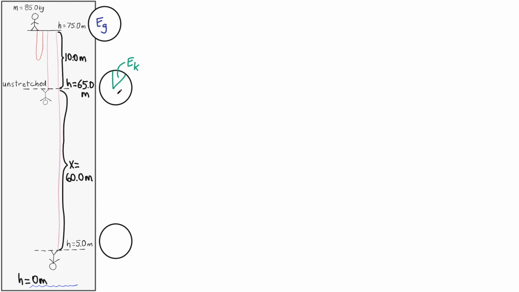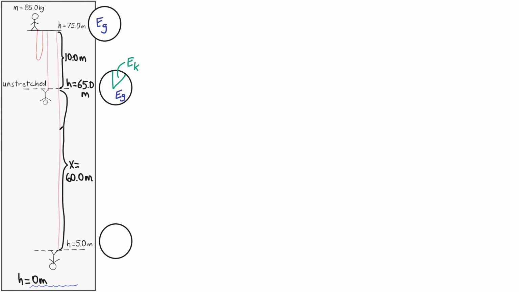With the remainder of the pie, gravitational potential energy. At this point, the bungee cord begins to stretch, so we'll see a third type of energy come into the energy pie chart. When an elastic object, like a bungee cord, becomes stretched, it stores energy. That's called spring potential energy or elastic potential energy.